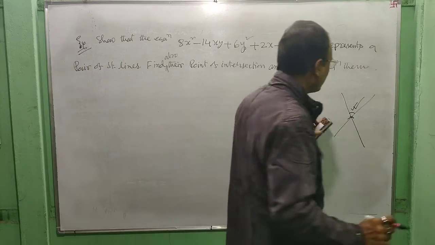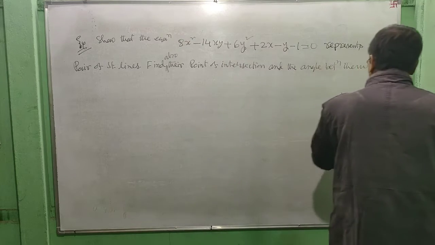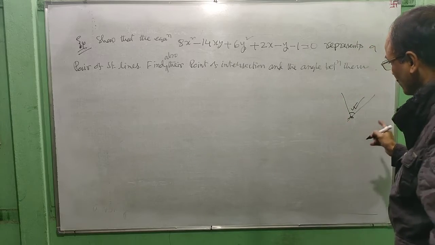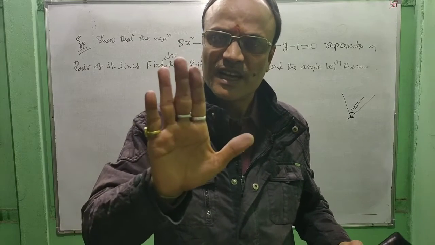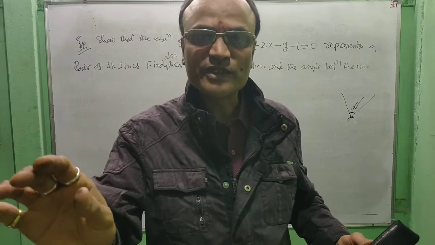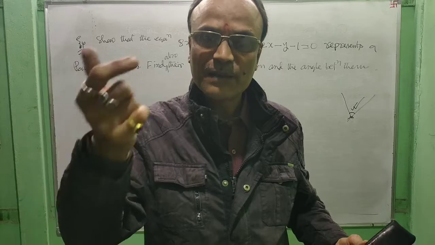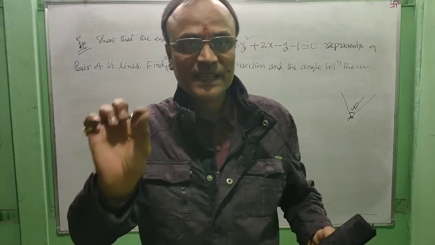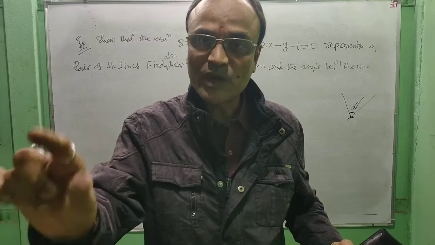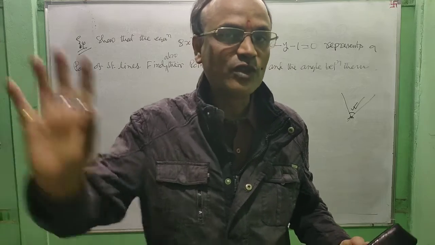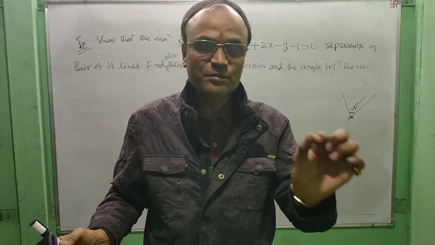The two straight lines are not passing through the origin. This is not the origin. Now, in the first class, we told you that the general equation of second degree, ax square plus twice hxy plus by square plus twice gx plus twice fy plus c equal to 0 represents a pair of straight lines if abc plus twice fgh minus af square minus bg square minus ch square is equal to 0. This is the condition that the general equation of second degree may represent a pair of straight lines.